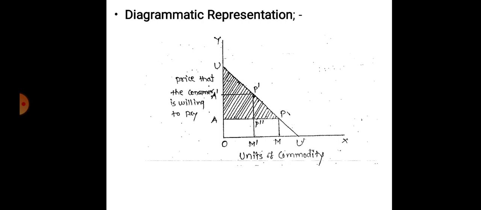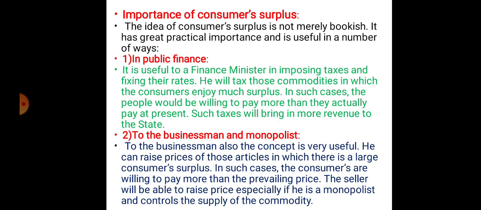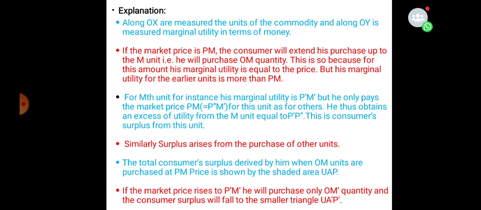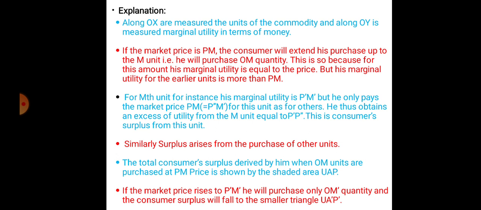Okay. Now the next point: if the market price rises to P dash M dash, he will purchase only OM dash quantity and the consumer surplus will fall to a smaller triangle. So just see the smaller triangle U A dash P dash. This is the difference between UAP and U A dash P dash. So this is all regarding the diagrammatic presentation. Now see the next point.